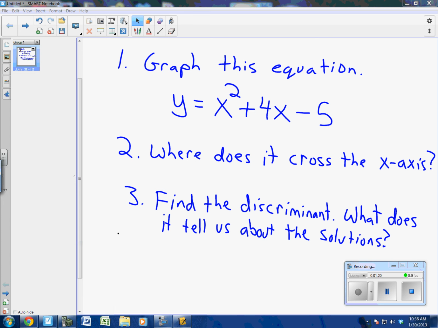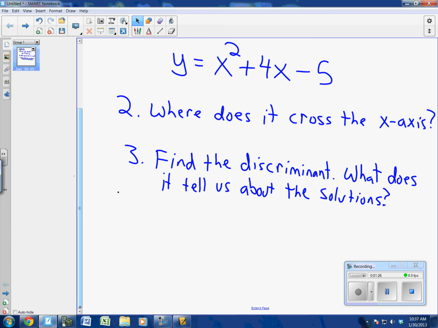Okay? Now, right here, you guys, the third thing we're supposed to do is find the discriminant. How many of you guys remember what the discriminant was? That's right, Savannah. It's the b squared minus 4ac, part of the quadratic formula. It's not the whole quadratic formula. How many of you guys solved the whole quadratic formula? I know lots of you did. Okay. You don't need to do that. All you have to do is find the discriminant.